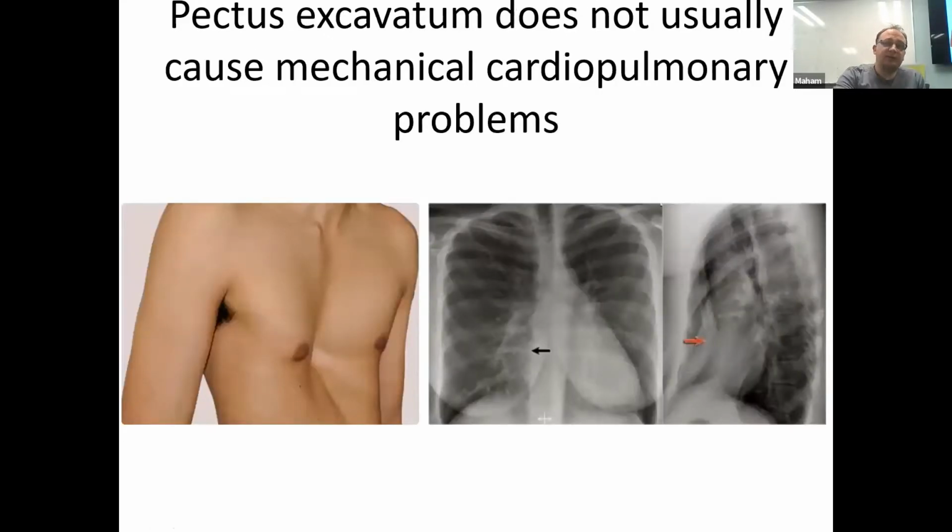A thoracic cage abnormality that usually doesn't cause problems is pectus excavatum. And there's tons and tons written on this because these patients tend to present with exertional dyspnea and atypical chest pain. Many of them do.